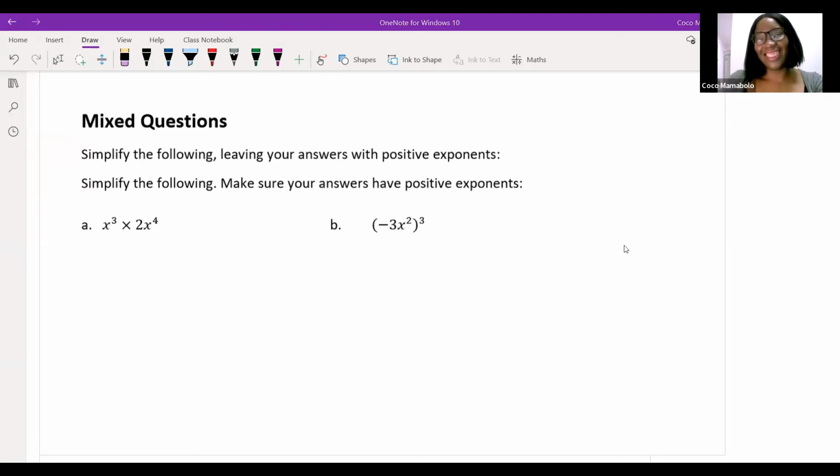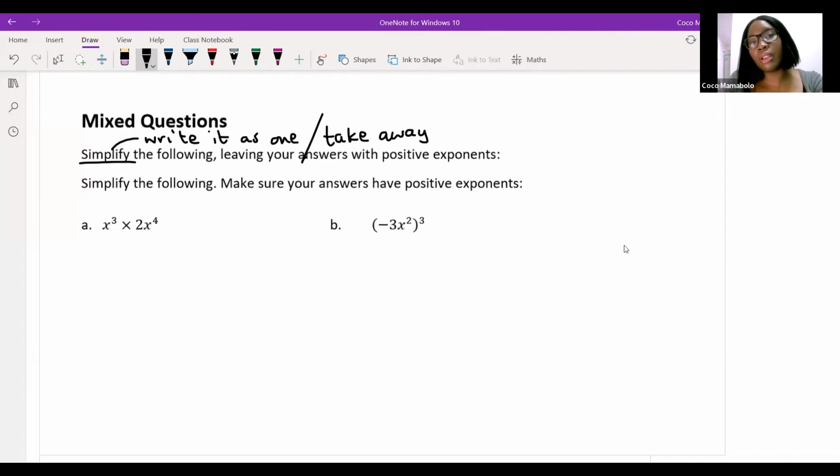We can do this. It is not factorization. Remember, we're looking at the rule, Burlington. It says here, simplify. And what simplify means when we're looking at things like this, it either means write it as one thing, write it as one or in its simplest form, or it means take away the brackets.